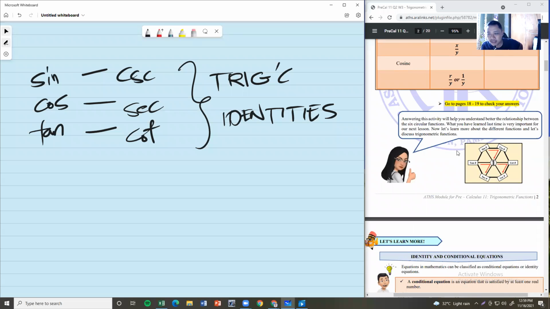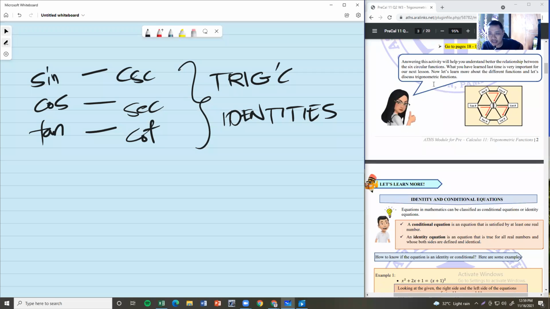Now, later on, you will see this hexagonal pattern here. If the circular function has the left hand trick for us to identify the values of the circular functions, the trigonometric identities naman has this hexagonal pattern. And this will teach us how we will be able to arrive at the different values about trigonometric identities. We will learn them one by one later. Okay, let's now move on.